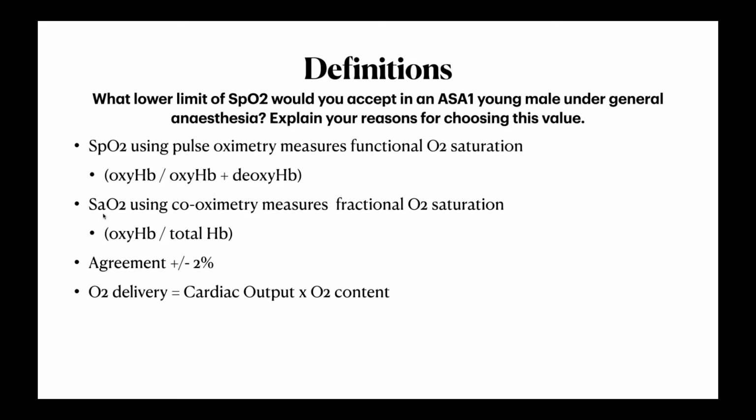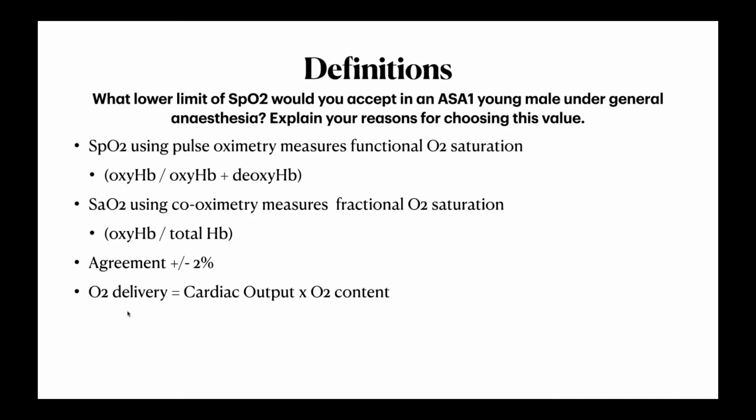Now, arterial saturations uses co-oximetry through an arterial blood gas, which measures fractional oxygen saturation. What do I mean by that? So the denominator is total hemoglobin. So not only does it include oxy and deoxy, but it includes other types of hemoglobins like sulfhemoglobin, methemoglobin. And then the formula is oxyhemoglobin divided by total hemoglobin. And the agreement is pretty close because the amount of sulfhemoglobins, methemoglobins is very small. So the agreement is often quoted at plus minus 2 to 3%, okay?